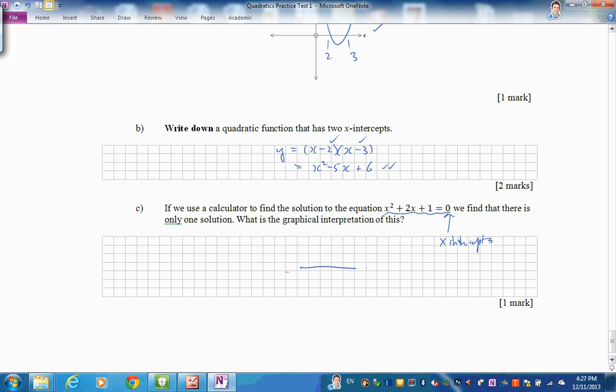Well, let's see, draw the 2 scenarios. It could be convex and just come down and touch. So there's just one x-intercept there. Any of these. Or it could be concave and come up and just touch at one point. Okay, so there's 1 mark for that. Anything that looks like that.